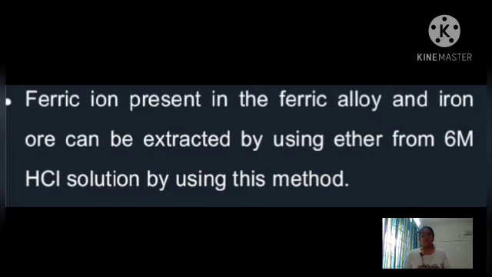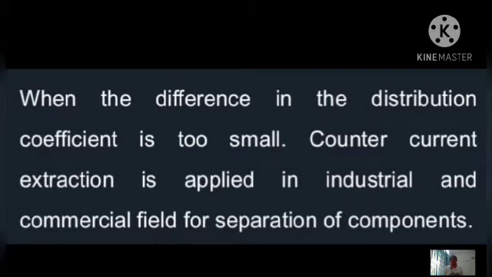In this case, the ferric alloy is mixed with 6 molar HCl solution and brought in contact with the immiscible solvent, that is ether. That is, we are using ether as the extracting solvent. We have already discussed that batch extraction is applicable when the distribution ratio, D, is very large. But continuous extraction is applicable when the distribution ratio is small, that is less than 1, and there is a considerable difference from those of other components, greater than 10^4. But when the distribution ratio D is too small, we can use countercurrent extraction.